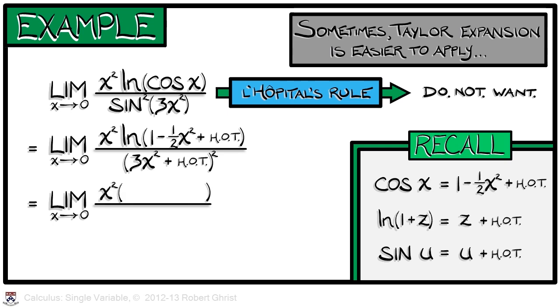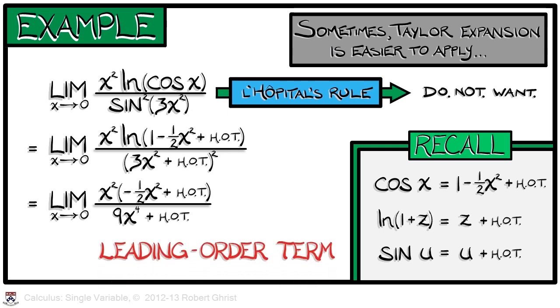We're left with expanding log of 1 minus x squared over 2 plus higher order terms. That is in the form log of 1 plus z. The first term is z itself, in this case, negative 1/2 x squared. We'll forget about the higher order terms. Hopefully they won't matter. In the denominator, when we square 3x squared plus higher order terms, the first term is 9x to the 4th. Whew.